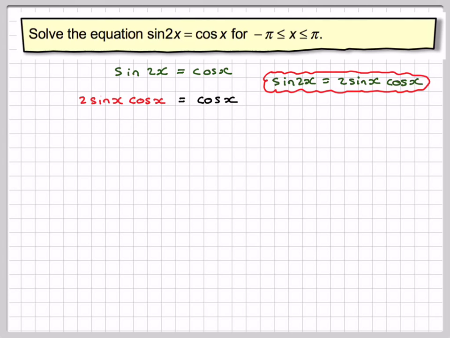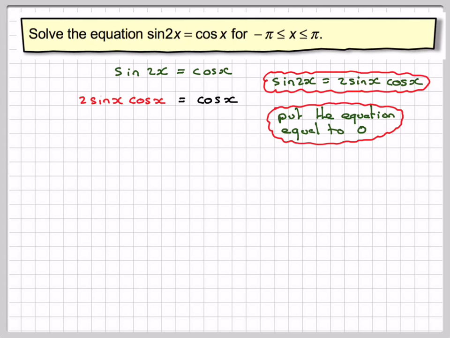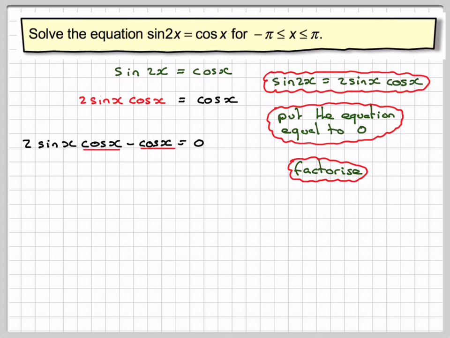The general principle of solving equations is to put the equation equal to 0. So we're going to move this over to this side by subtraction. So we've got 2 sine x cos x minus cos x is equal to 0. What is the common factor here? Well, the common factor is going to be cos x. That can come out.